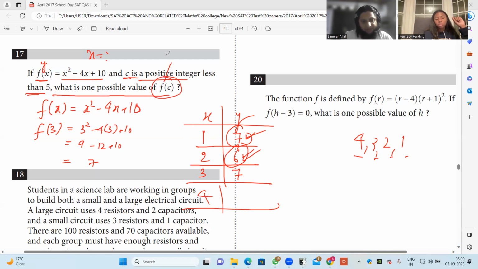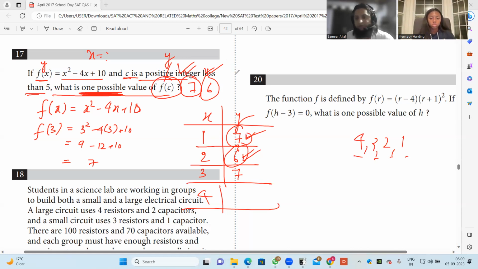F of c means simply y. What is one possible value of y? Can you tell me? Would it be the ones that are on the y side? So 7. Yes. 7 or 6, whatever you like. You can pick either one. It'd still be correct. Yes, both will be correct. Either you take this or this, they both will be correct.